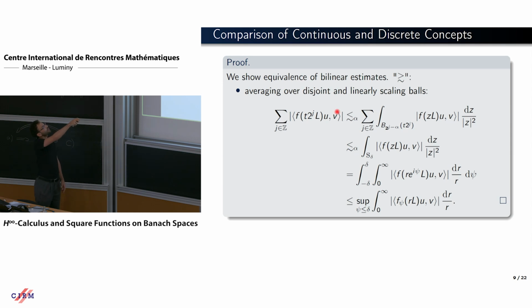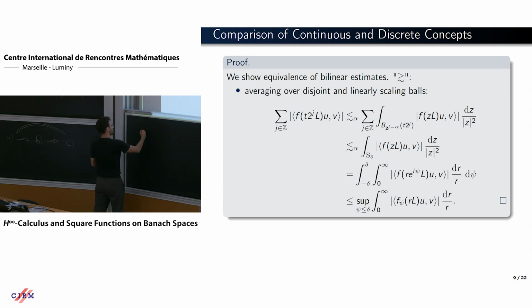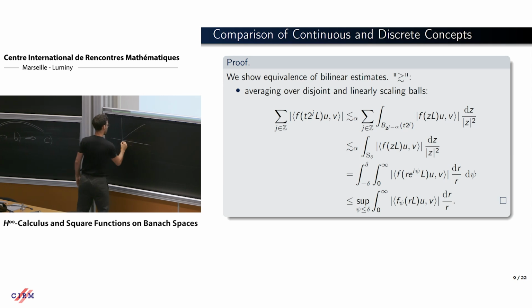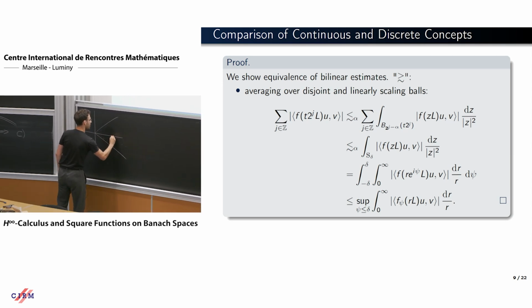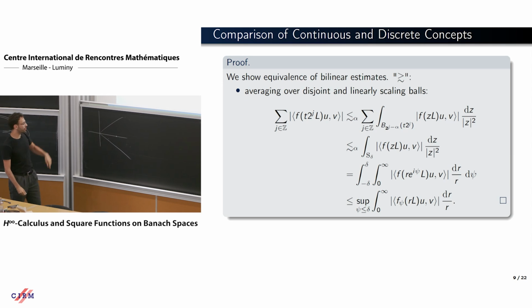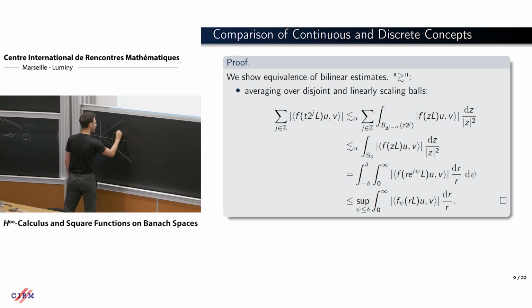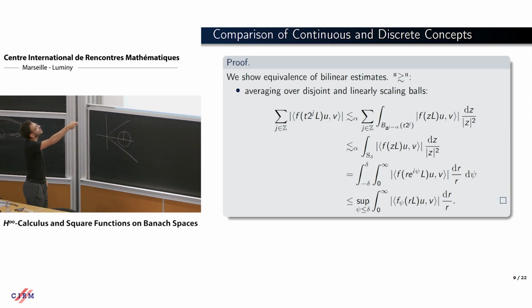Okay? So going from the discrete notation of the bilinear estimate, we can average it over this joint and linearly scaling balls. What I mean by that is the following picture. So we have this here, a sector. One of those points is the t 2 to the j. Then we take a ball here with alpha. And basically what this alpha does is controlling the size of those balls. And as alpha gets bigger and bigger, those balls get smaller.